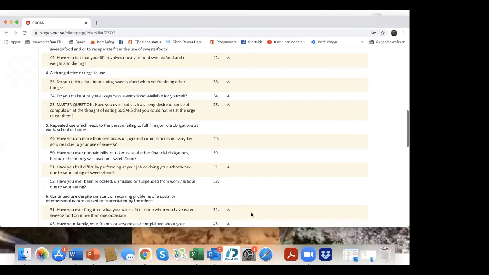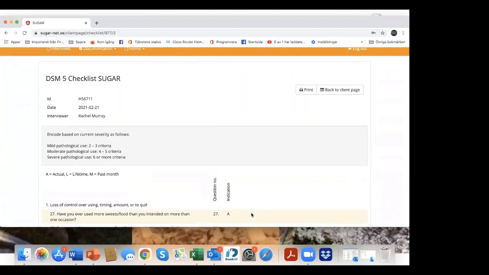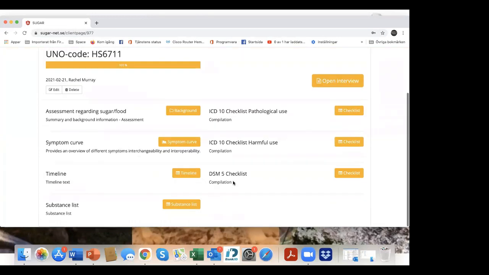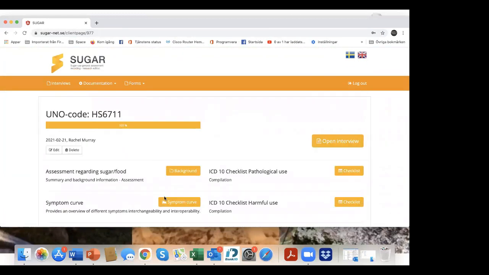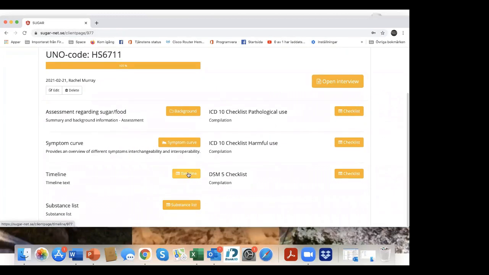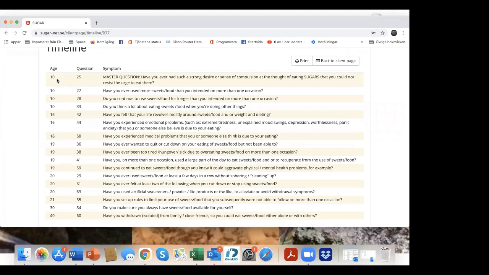So this is what you could tell your client, that this is preliminary, but this is not telling them what to do about it. It's just telling them this is the situation. And then you go to the curve. I also checked the substance list and there was nothing here on that one. So then we can leave that, nothing yellow marked. And then we have something called a timeline. Some people like to work with that. The first symptom with this client was at age 10. And then you see the progression all the way up to 40. I don't use that so much.